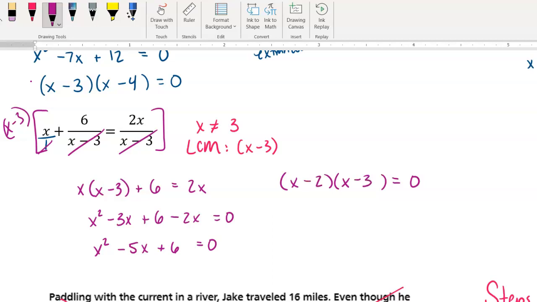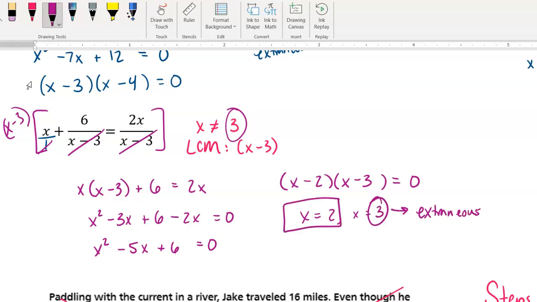Negative 2 times negative 3 is positive 6. Negative 2 plus negative 3 is negative 5. Set those equal to 0 and solve them, and I would get x equals 2 and x equals 3. However, that's an extraneous solution. So that's extraneous. The only solution then that works is x equals 2.